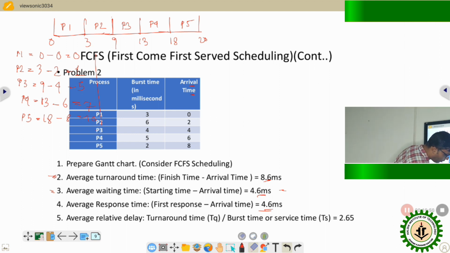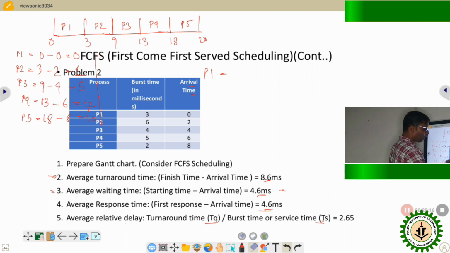Here we are calculating the average relative delay, that is now different. TQ by Ts. What is TQ? That is the turnaround time and the burst time. So we need to calculate again the turnaround time for each process. The process P1 turnaround time divided by the burst time of that process.